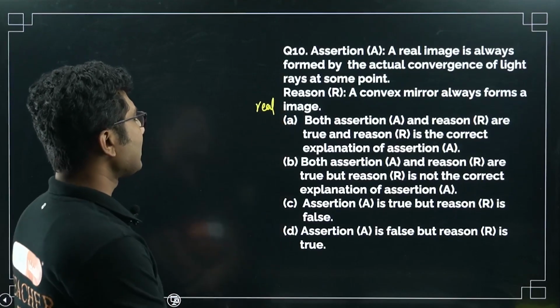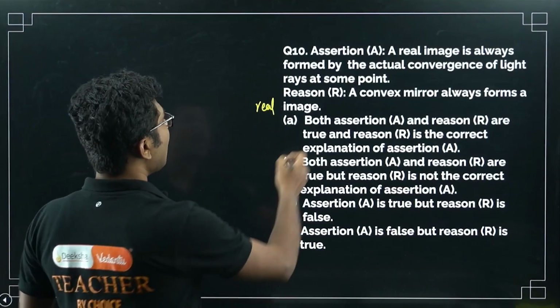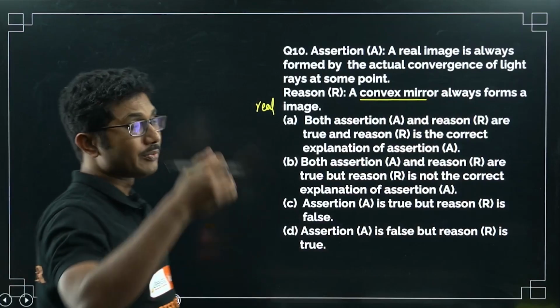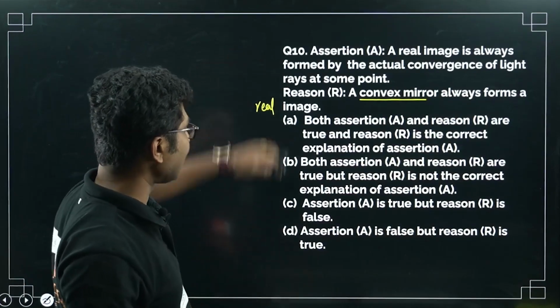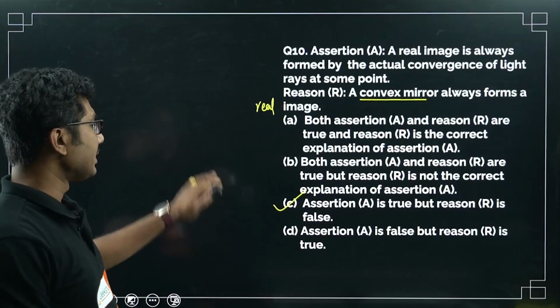Both assertion and reason are correct? No, the reason is false. A convex mirror cannot produce a real image, it can only produce a virtual image, but the assertion is correct. So the assertion is true and the reason is false.